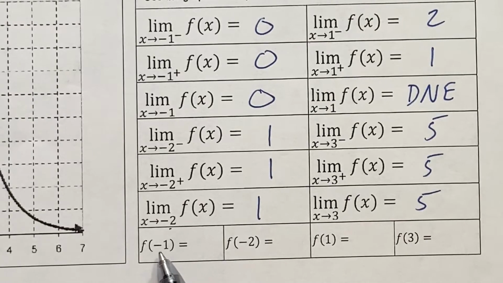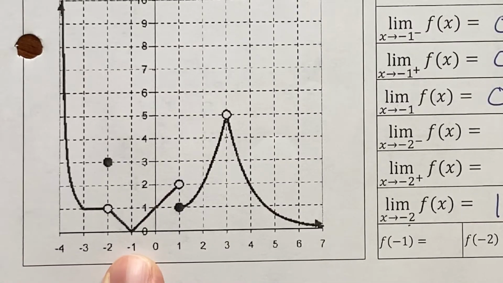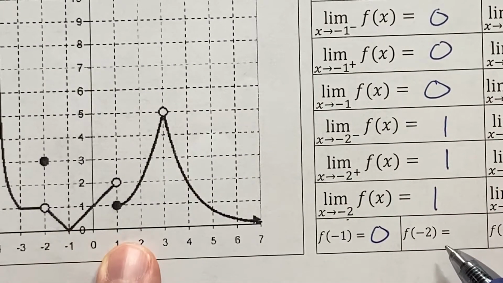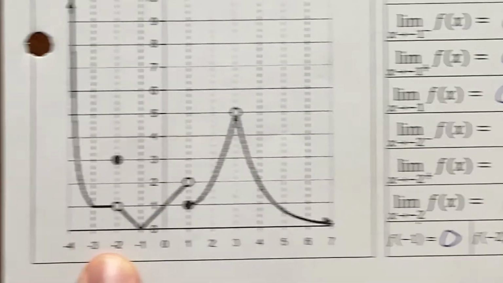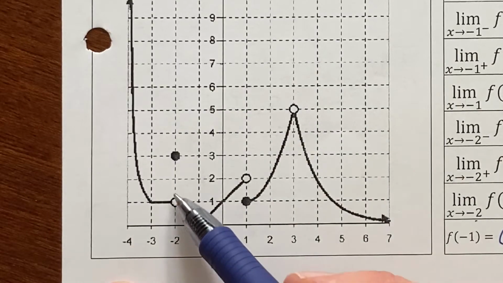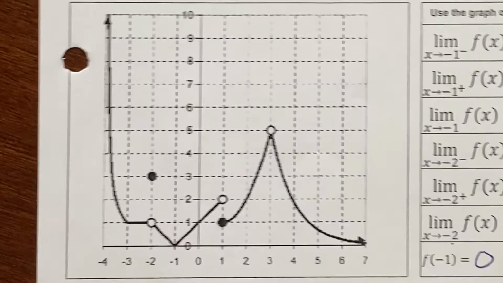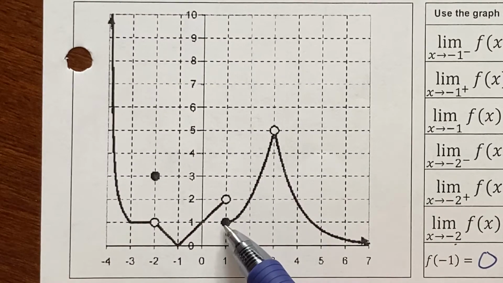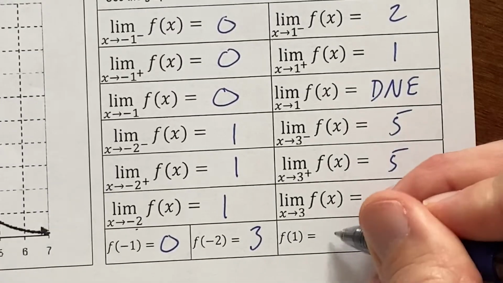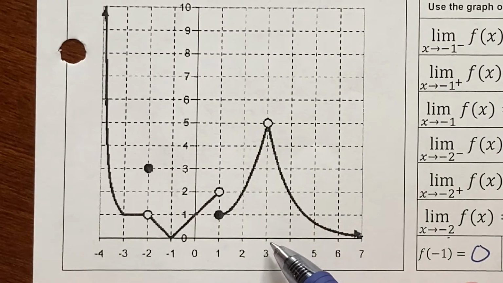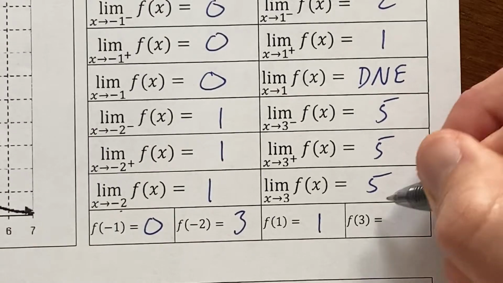So if I plug in -1, I get 0. If I plug in -2, I get 3. Okay. If I plug in 1, I would get 1. And if I plug in 3, doesn't look like I get anything. It looks like I get undefined.